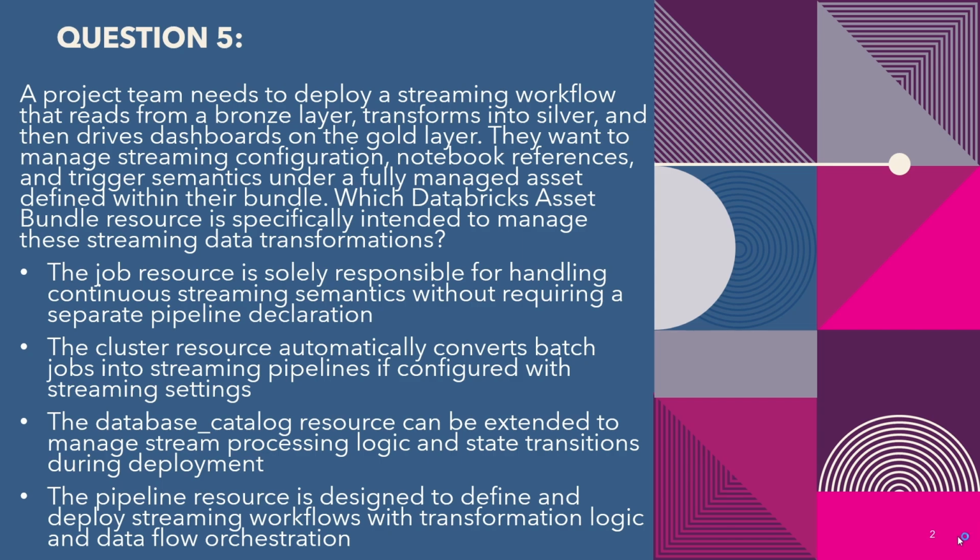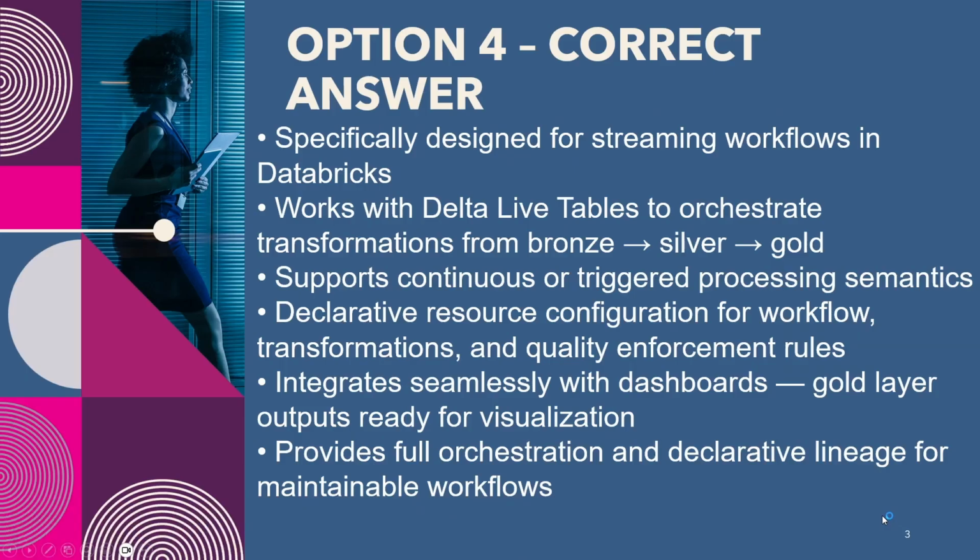Okay, now that we've seen the options together, let's break it down. Let's start with option 4, the pipeline resource. Now this one's really interesting because it's actually built exactly for this purpose. Pipelines in Databricks, especially when you're using Delta Live Tables, let you orchestrate transformation logic from bronze to silver to gold. That means you can define continuous or triggered processing semantics, all declaratively, right in the resource configuration.